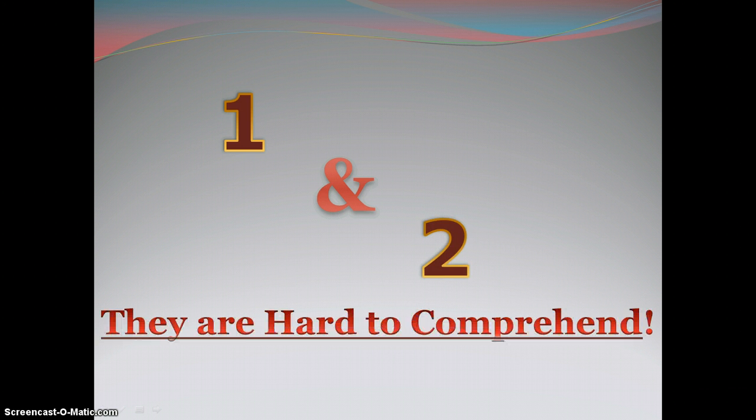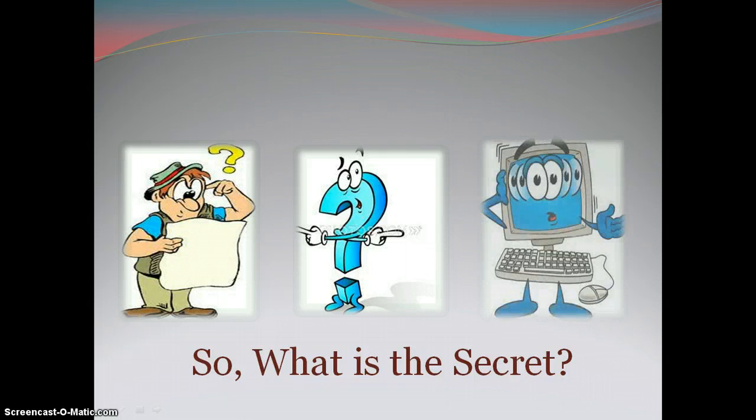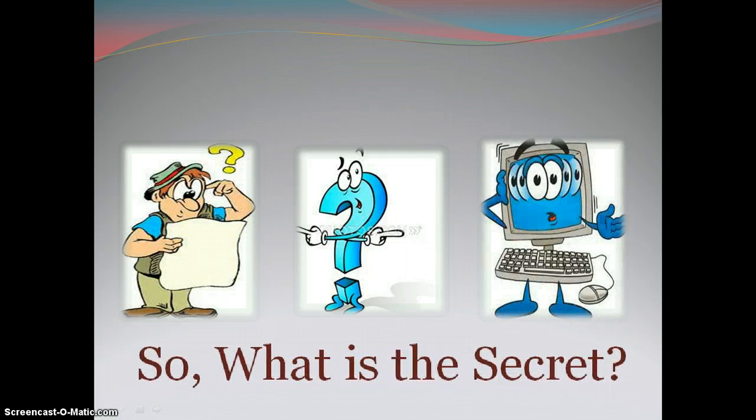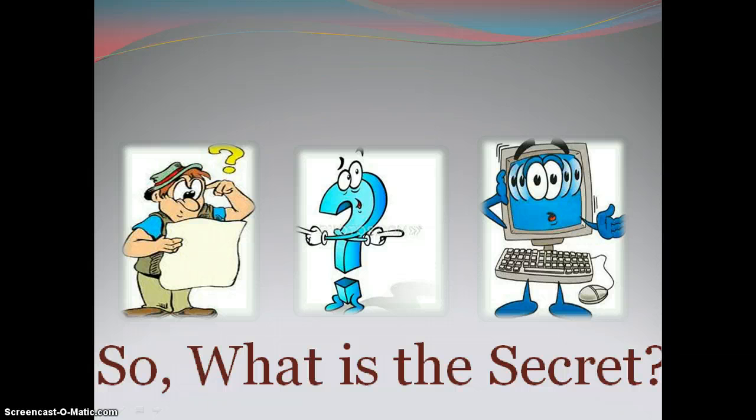Now let's think for a moment. What is similar about first and second situations? They are hard to comprehend. In the first scenario, the human mind refuses to get under control something foreign and unfamiliar. In the second situation, it is the computer that refuses to understand something not programmed.